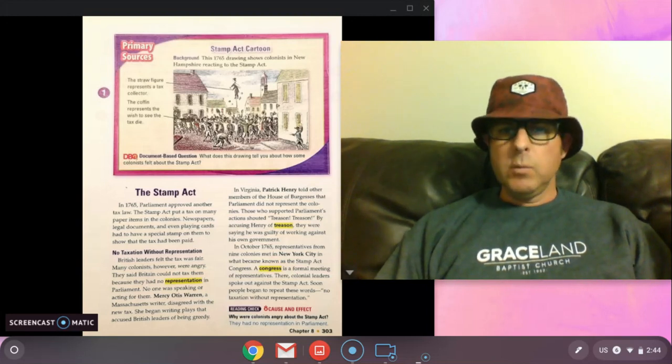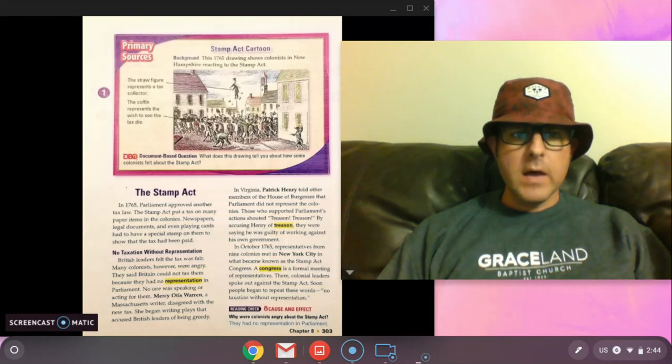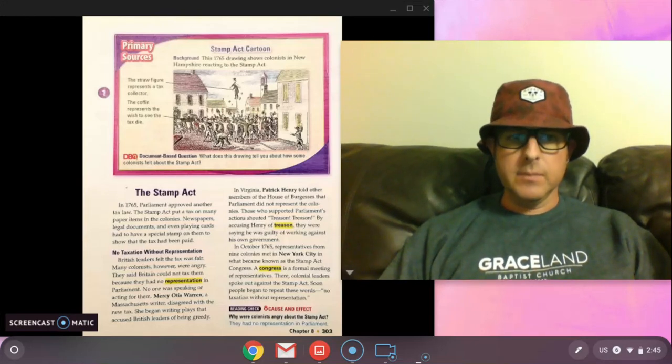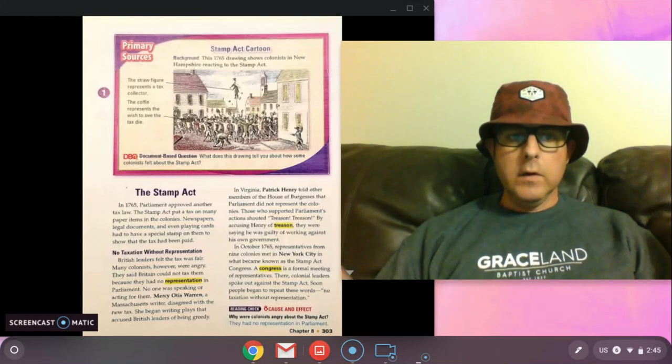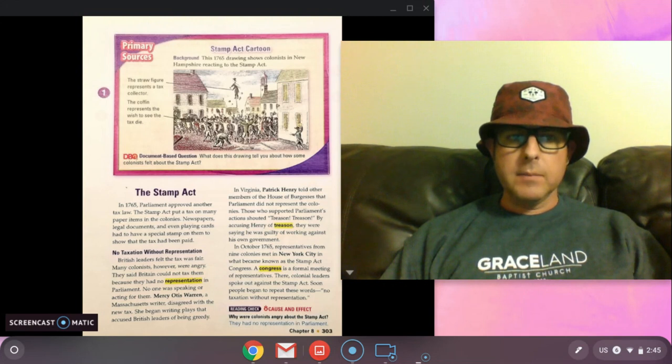All right, so we're going to begin with the Stamp Act. It says in 1765, Parliament approved another tax law, the Stamp Act, which put a tax on many paper items coming into the colonies. Newspapers, legal documents, and even playing cards had to have a special stamp on them to show that the tax had been paid.